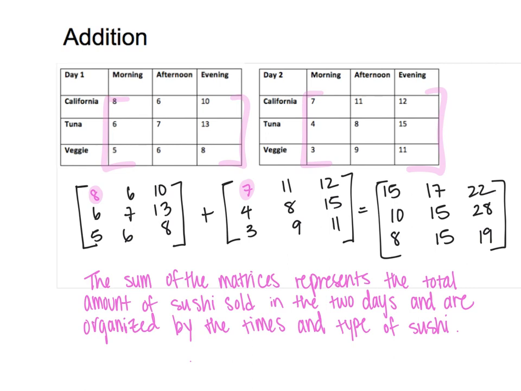matrices. So what I expect from each operation is to do the calculation, so in this case, add the two matrices, and then write a little bit about what that new matrix represents. That's all. And this could be just one sentence.